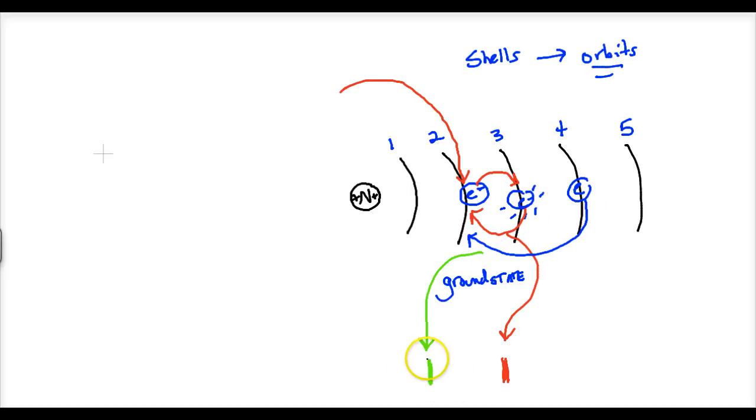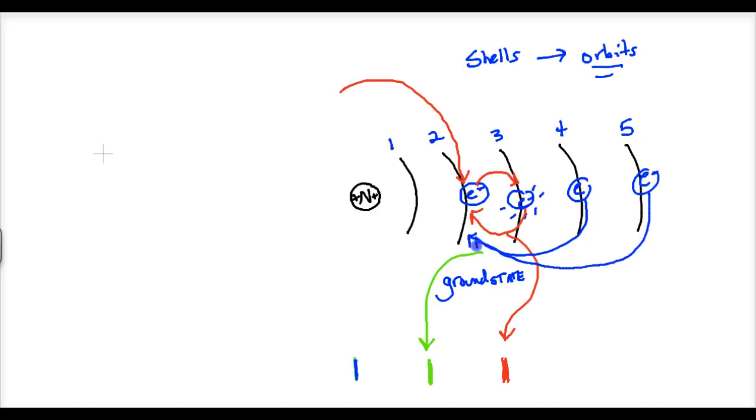That's why it's quantized. And the blue line that you saw, oops, that's not blue. The blue line you saw represents the leap from an electron that was in the fifth energy level back down to the second.